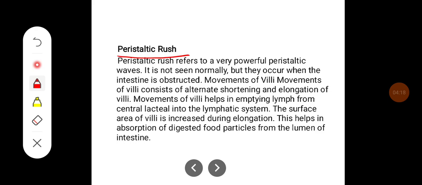Peristaltic rush. Peristaltic rush refers to very powerful peristaltic waves. It is not seen normally, but they occur when intestine is obstructed.